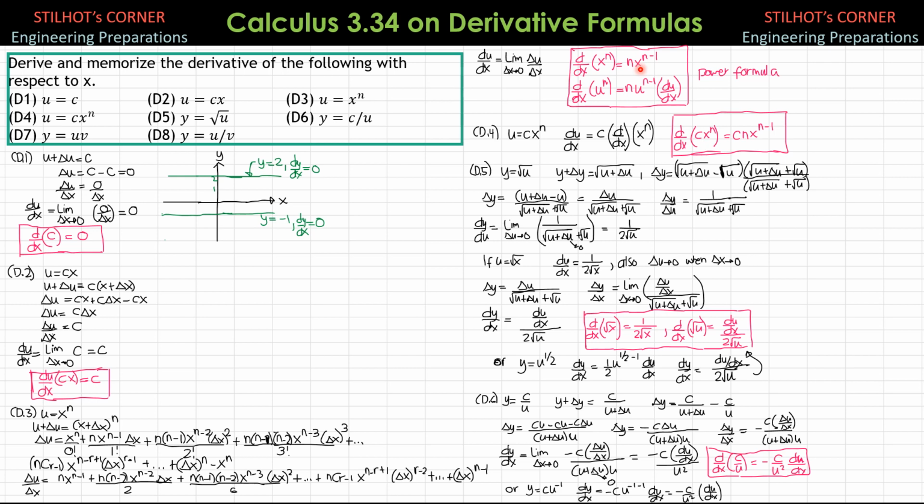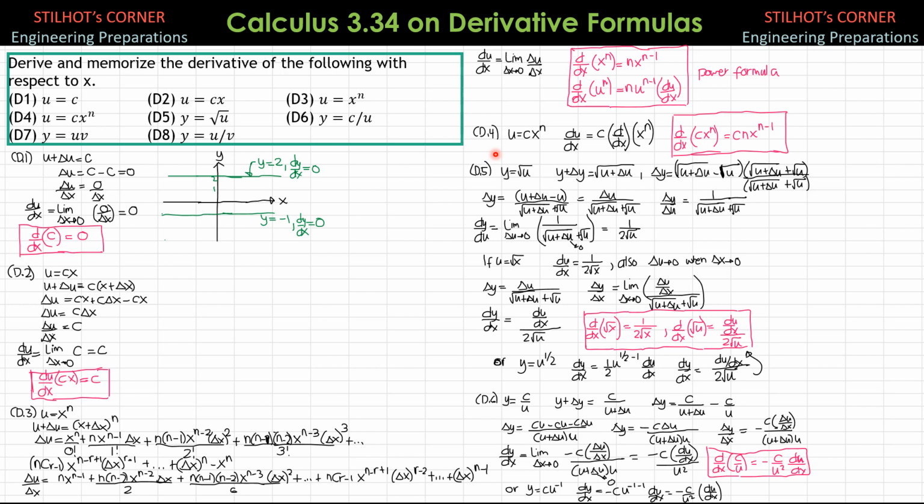So we call this the power formula. So in general, the derivative with respect to x of u to the n is n u to the n minus 1, then du/dx. So I hope that you can memorize that formula. So just memorize this general formula here, assuming u is a function of x. U should be a function of x.